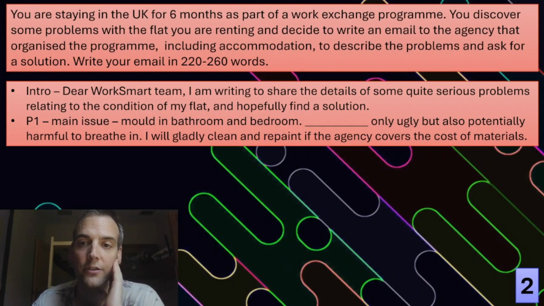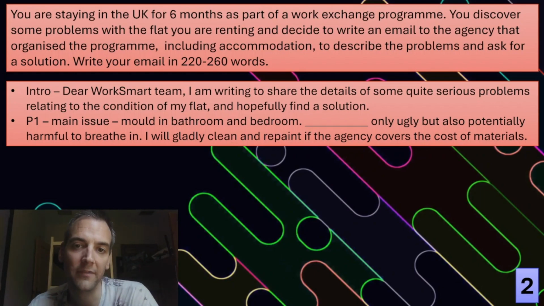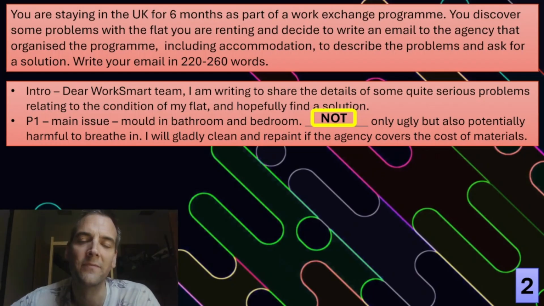Use of English part 2. Which word goes in that gap? Thinking about the context of this sentence, the mold is not only ugly, but also harmful. This is a problem if it's very moldy. So there you go. We're thinking about details like that.